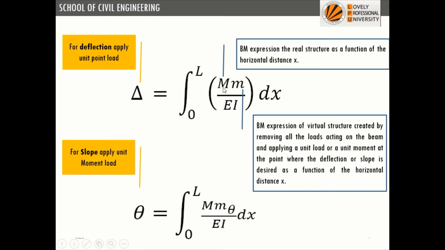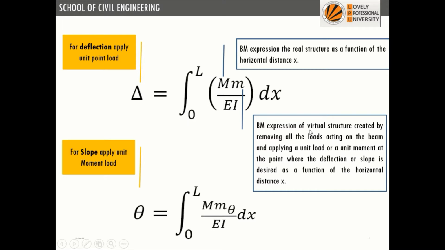In this there are two terms, capital M and small m. Capital M is the bending moment of the real structure as a function of horizontal distance x. Since we are integrating everything with respect to x, the bending moment equation will be formed as a function of horizontal distance x. If we are using the real structure, meaning the structure that is given in the numerical, we'll call it capital M. And suppose we are using the virtual structure, we'll call it small m.